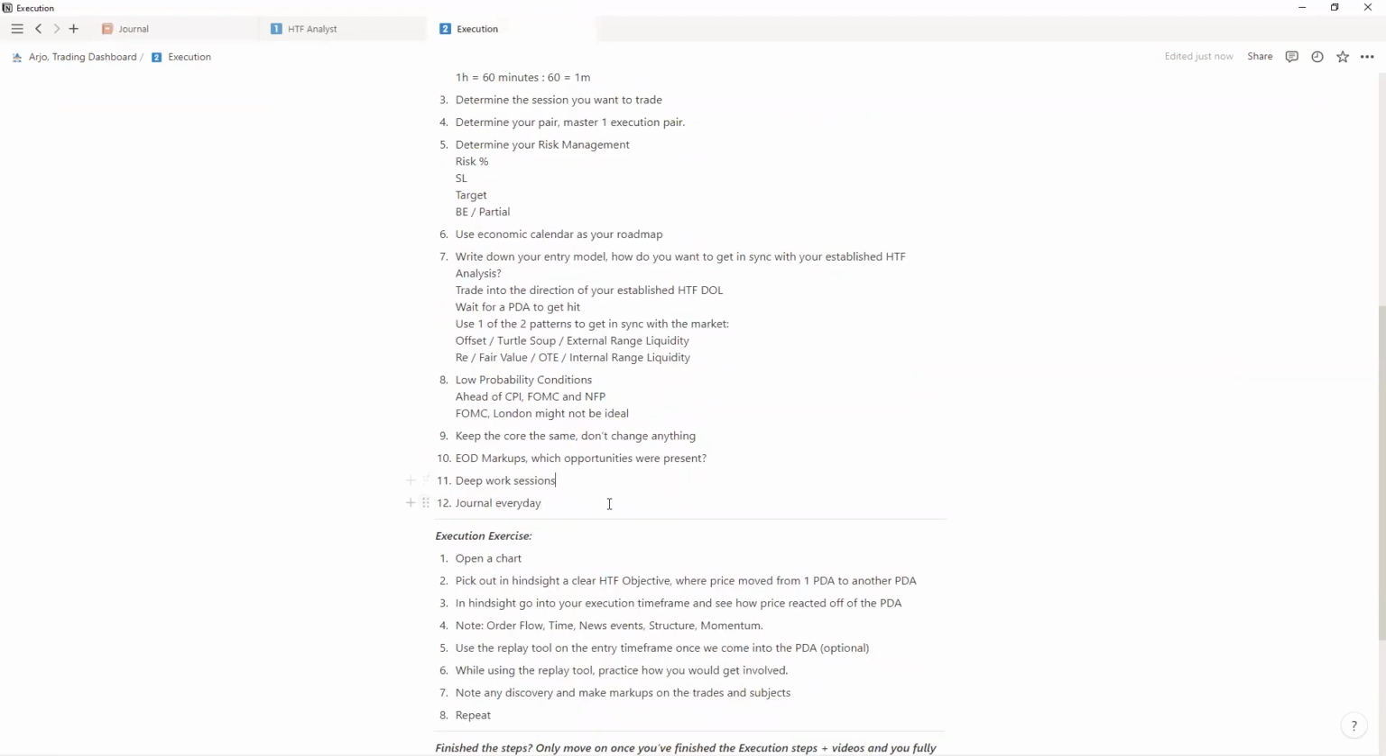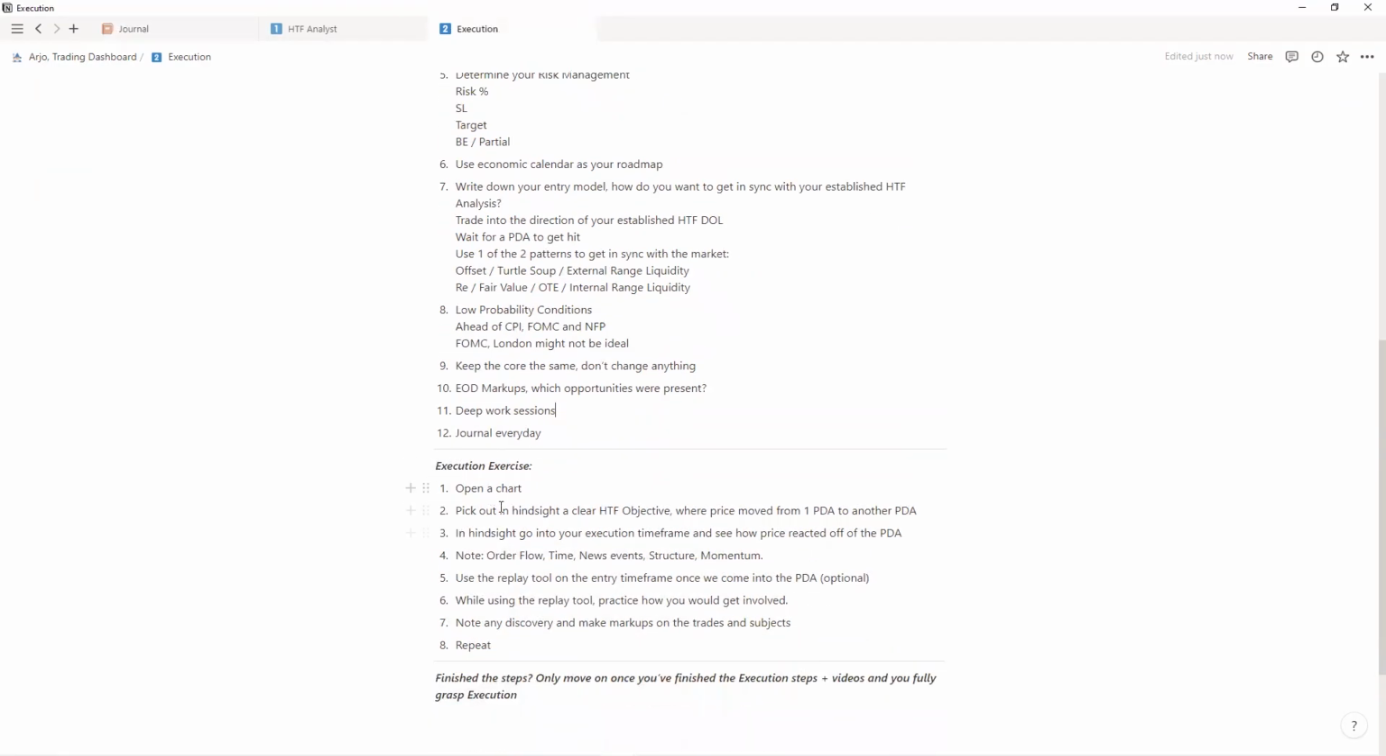Deep work sessions, again, same as the high time frame analyst. It comes back to the exercise. So deep work session, go for 1 hour a day or whenever you have the time. Of course, if you do have the time, then make sure you take advantage of these deep work sessions, because deep work sessions is where you form your own edge. This is where the magic happens.